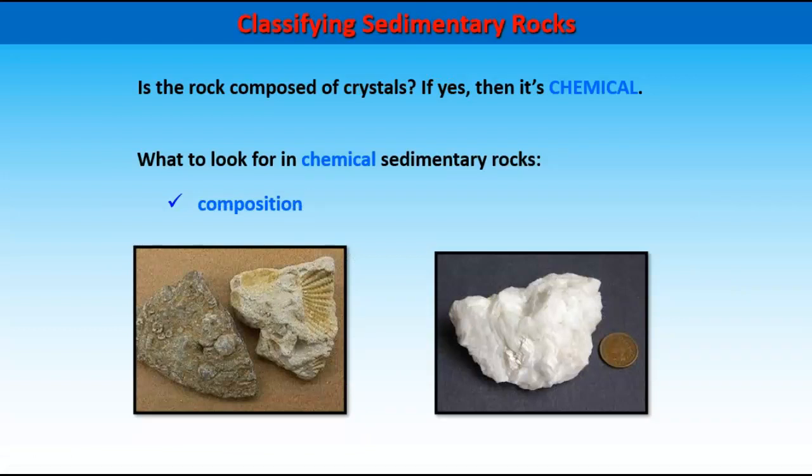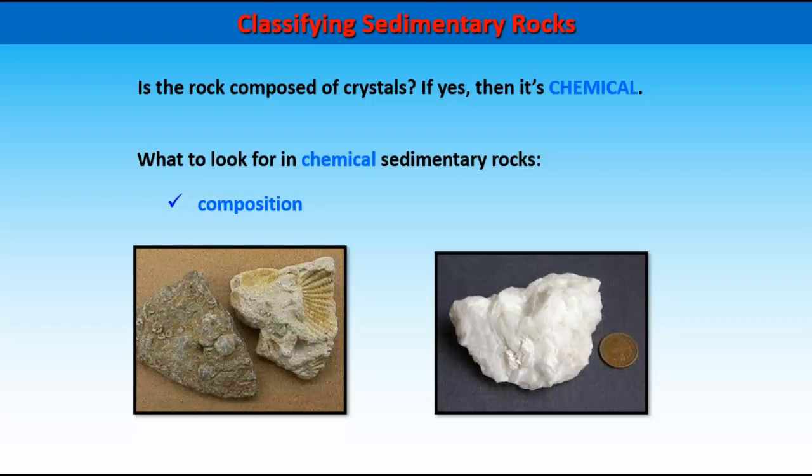Okay, and now we're talking about chemical. So let's say it's not made of pieces of other rocks, so we want to figure out what it is. How do we do that? So for these things, we do a test. Its composition is key in identifying what type of chemical sedimentary rock you have.